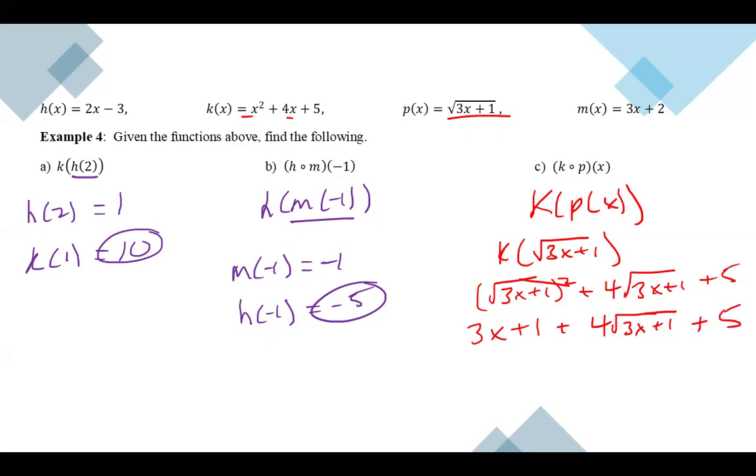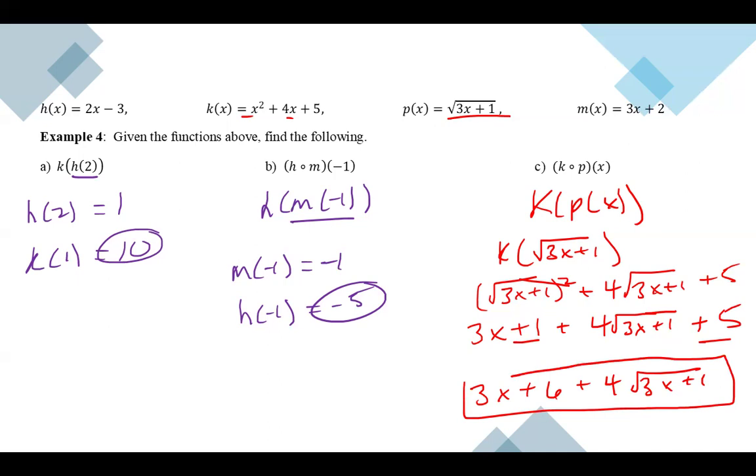Last step is to combine like terms. My only like terms are positive 1 and positive 5. So our final answer would be, I'm going to write it as 3x plus 6 plus 4 square root of 3x plus 1. And there would be nothing else you can do because there are no more like terms to combine. You want to try not to put anything following a square root just because sometimes people think it's under it and it's not.